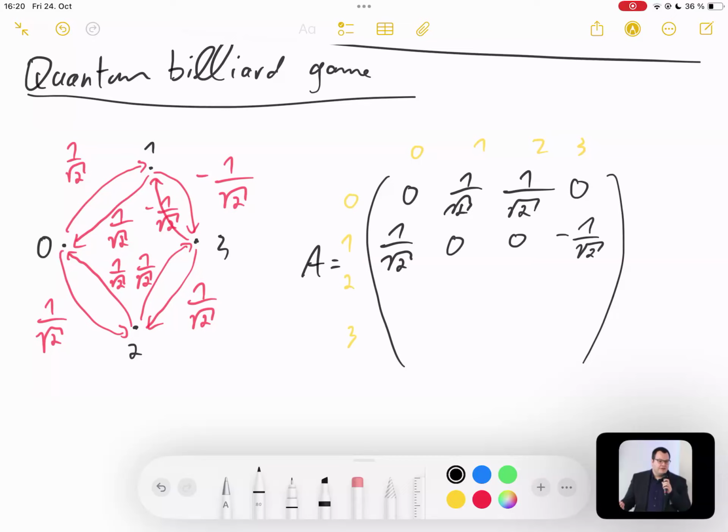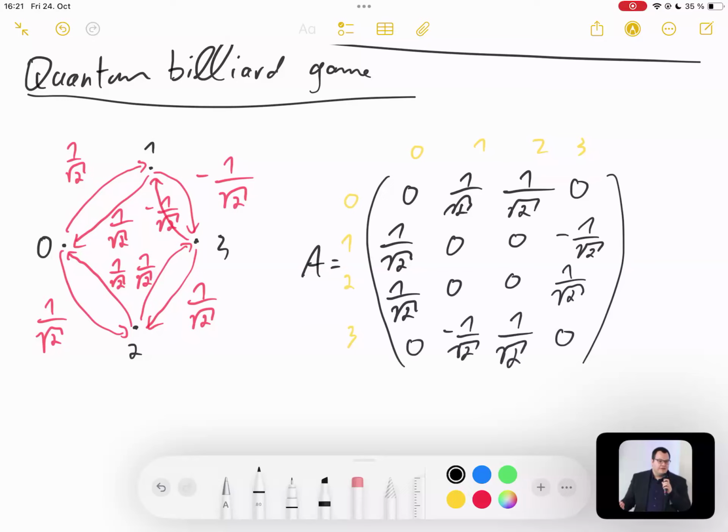Then the 2, the next row, looks almost the same because it has an incoming one from 0, which is positive. Nothing from 1 and 2, but from 3, which is also positive, 1 divided by the square root of 2. And then the last row, 3, has incoming ones from 1 and 2. From 1, it's minus 1 divided by the square root of 2, and 1 divided by the square root of 2.